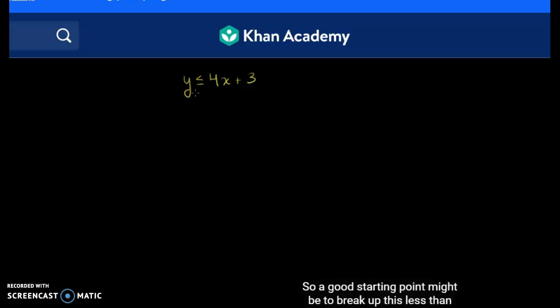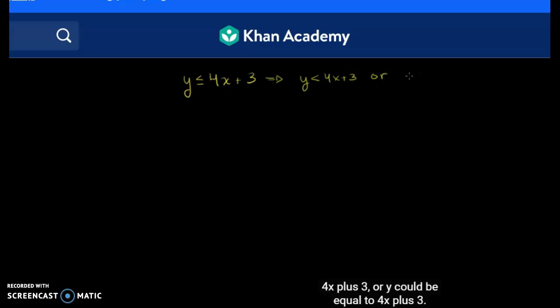So a good starting point might be to break up this less than or equal to, because we know how to graph y is equal to 4x plus 3. So this is the same thing as y could be less than 4x plus 3, or y could be equal to 4x plus 3. That's what less than or equal means. It could be less than or equal. And the reason I did that on this first example problem is because we know how to graph that. So let's graph that.